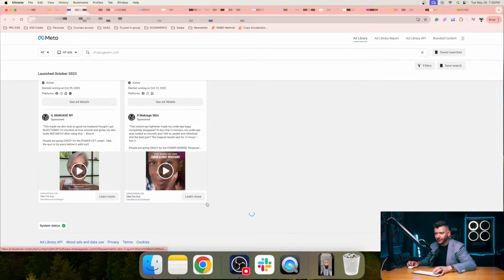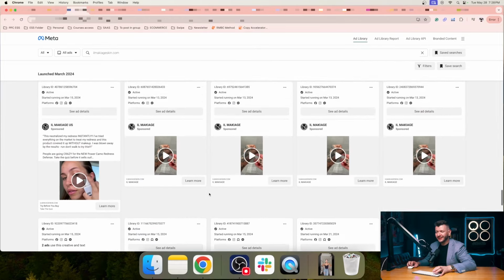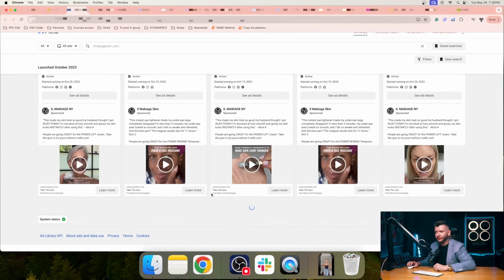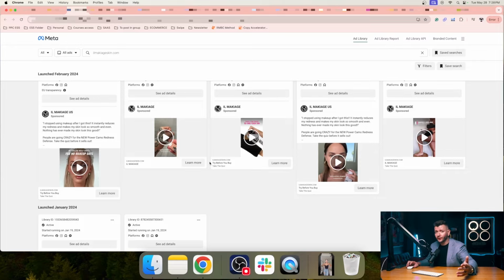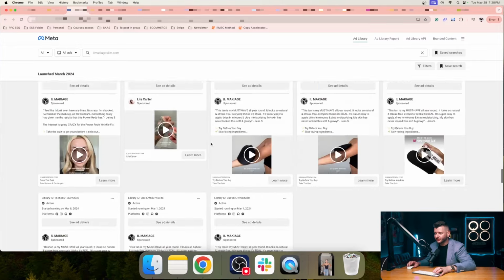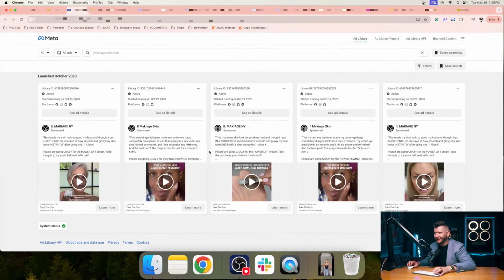And if you scroll down here, you probably see some images as well. So that's the key: testing many different variations of content, many different formats, many different hooks is the key to scale up your ads. As I'm scrolling down here, it doesn't seem like they have any image ads in here.